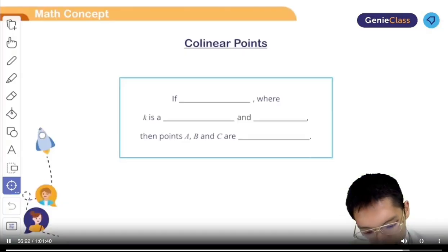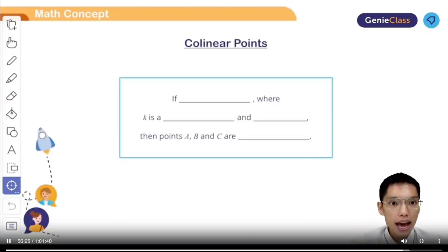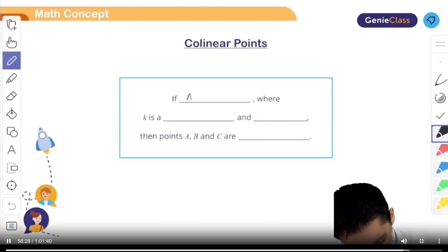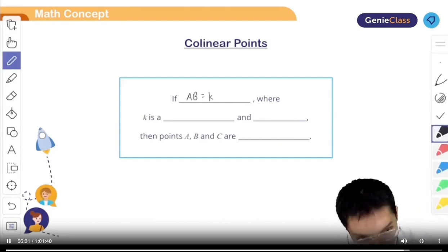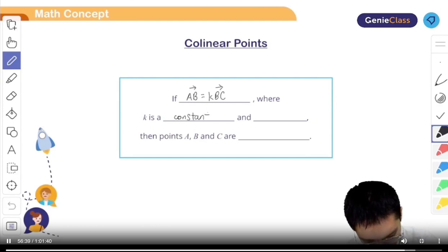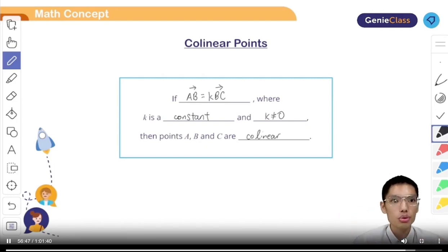It tells us that if I have, say, I'll use one relation, AB equals K BC, for example. Okay, K is a constant and has to be non-zero. I say they are collinear. Can anybody tell me in this case, what is the common point over here I can use to say that they are collinear?